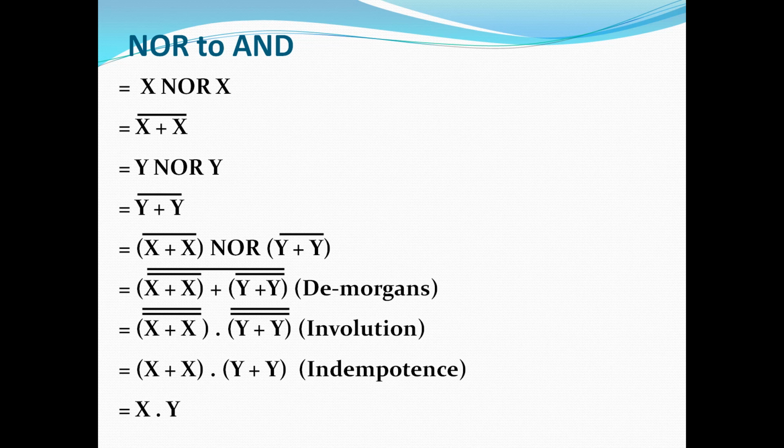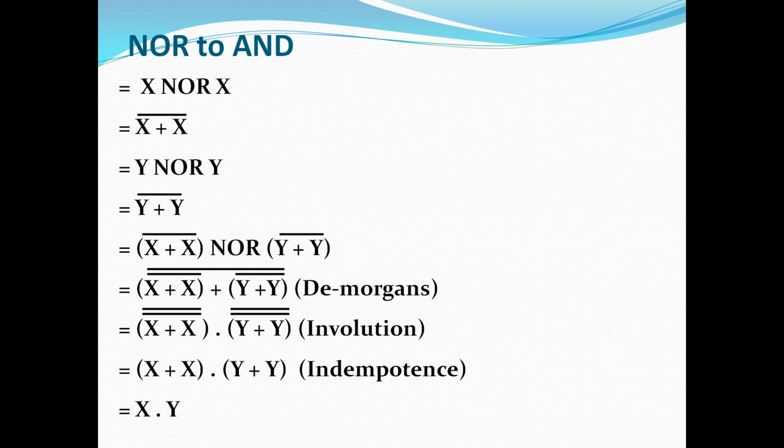Now we will see how to derive the AND gate using only the NOR gate. In this case, there are two inputs, and mainly three NOR gates are used. The first NOR gate and second NOR gate use the same type of input. The first NOR gate input is X and the second NOR gate input is Y. The first NOR gate input is X NOR X, and the second NOR gate input is Y NOR Y.